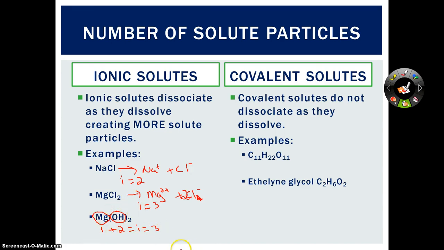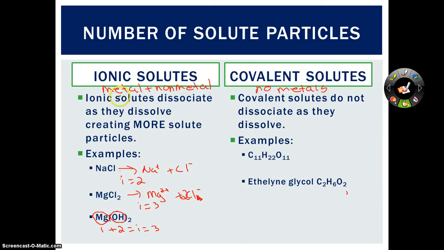i is 3. Now for covalent solutes, technically we say we don't need i, and that's because i is always 1. They do not dissociate as they dissolve. So some examples, we have sugar, we have ethylene glycol. Remember, covalent is no metals. And remember, ionic is metal and non-metal. So sneak in a little review everywhere we can.